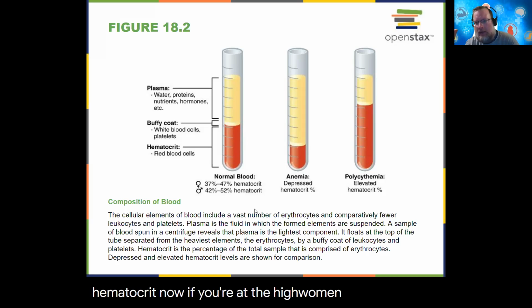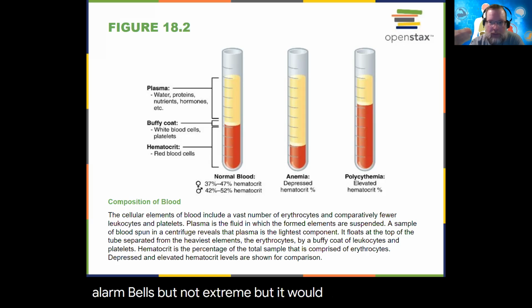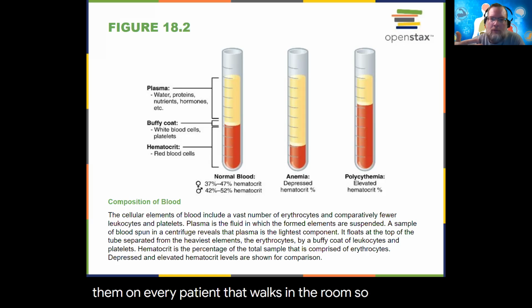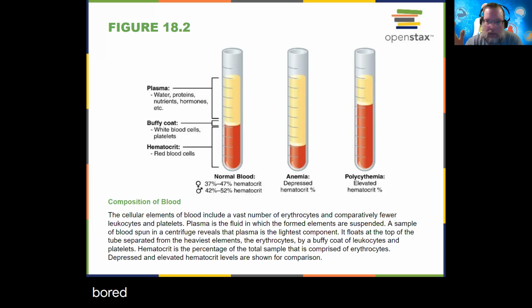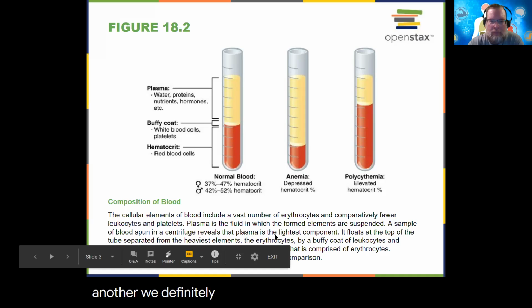Now, if you're at the high end of that range or the low end of that range, so if you're at a 47 or a 37 or 38, that could kind of sound some alarm bells, but not extreme, but it's something we would definitely take note of. I mean, we're doing a CBC, a complete blood count, for some reason to begin with. We don't just do them on every patient that walks in the room. So the fact that we're even doing one on somebody is an indicator that maybe something's wrong. So if we do see that they're borderline, they're still in normal range, but they're borderline one way or another, we definitely keep that in mind.